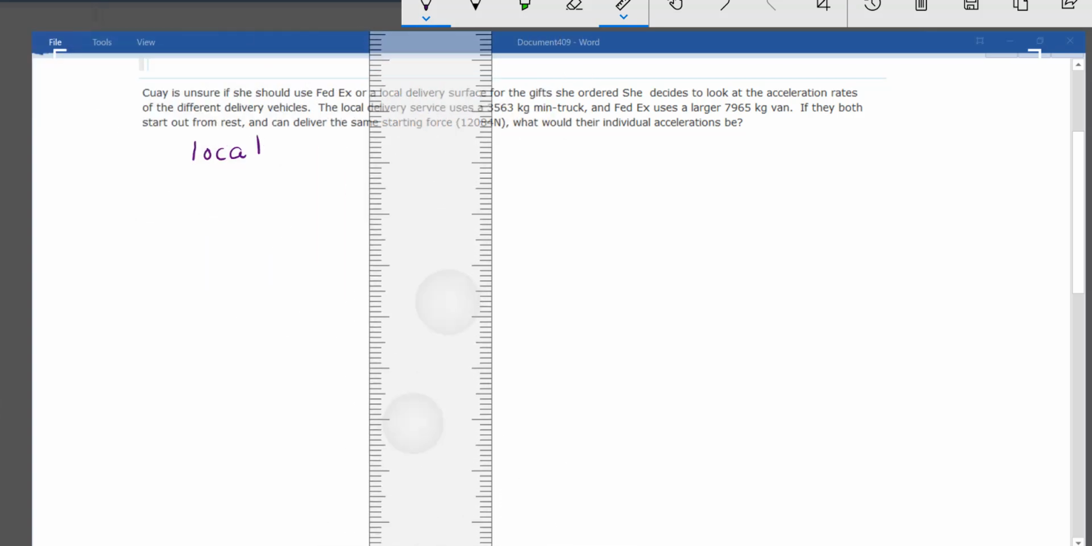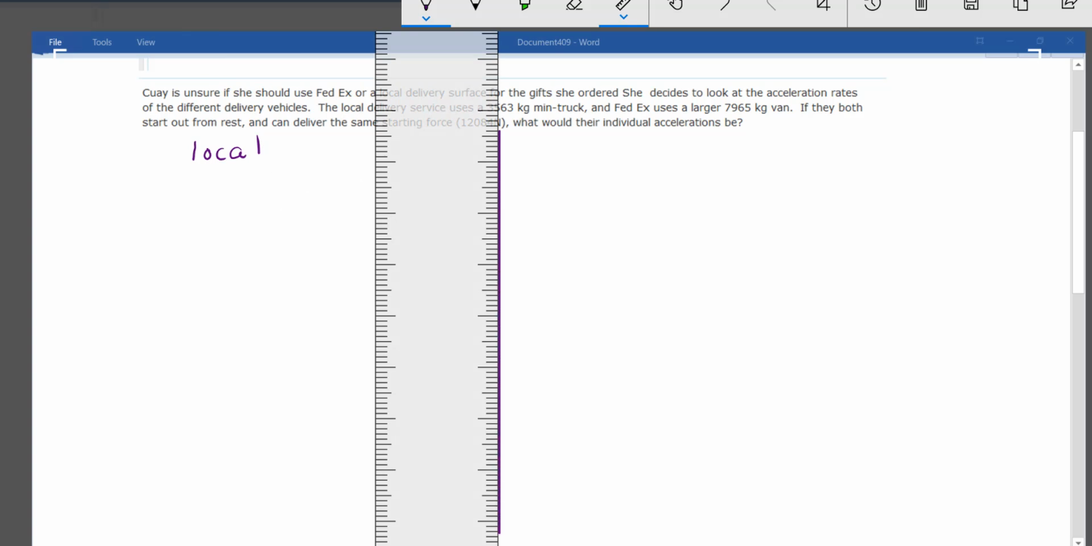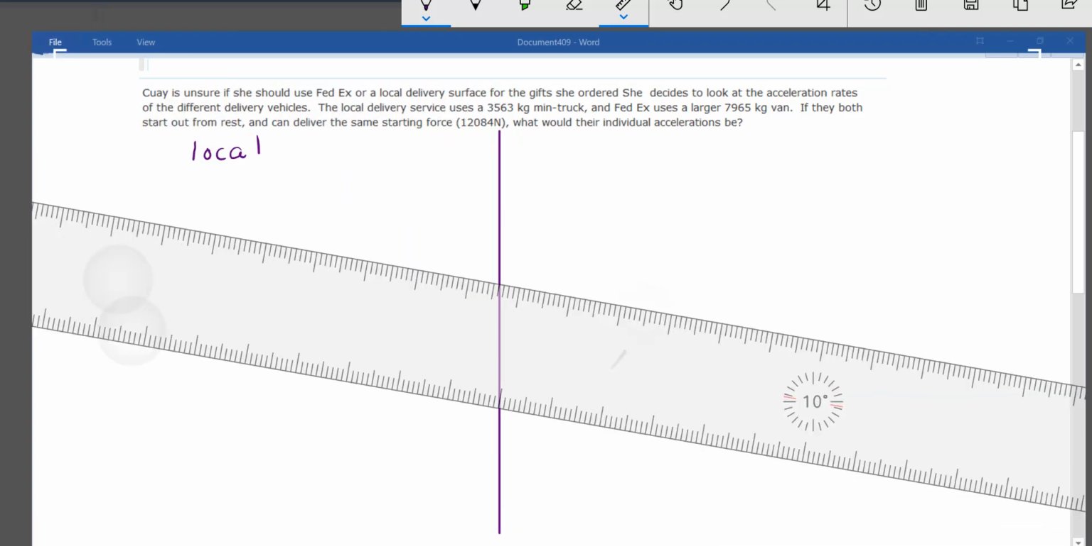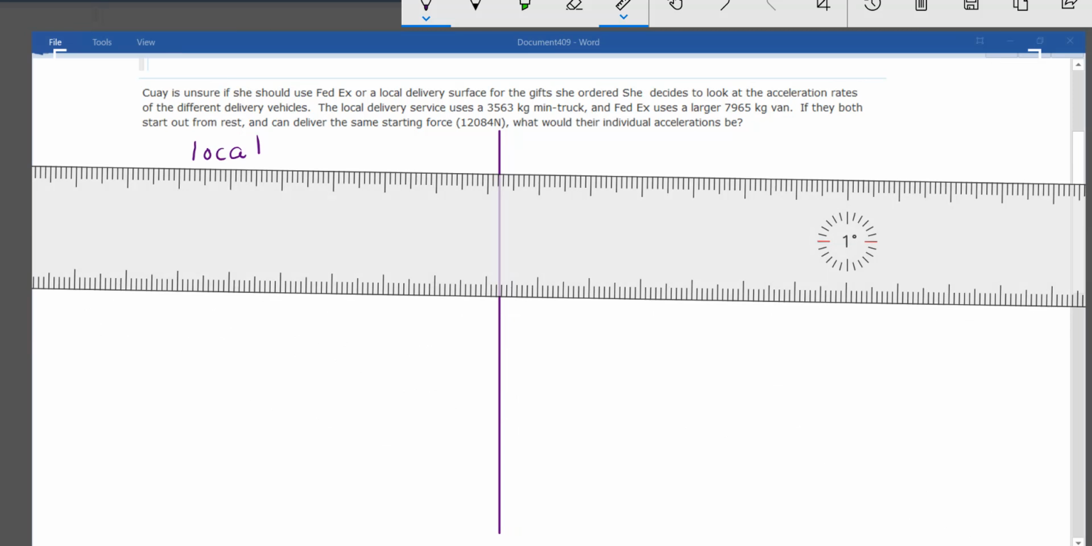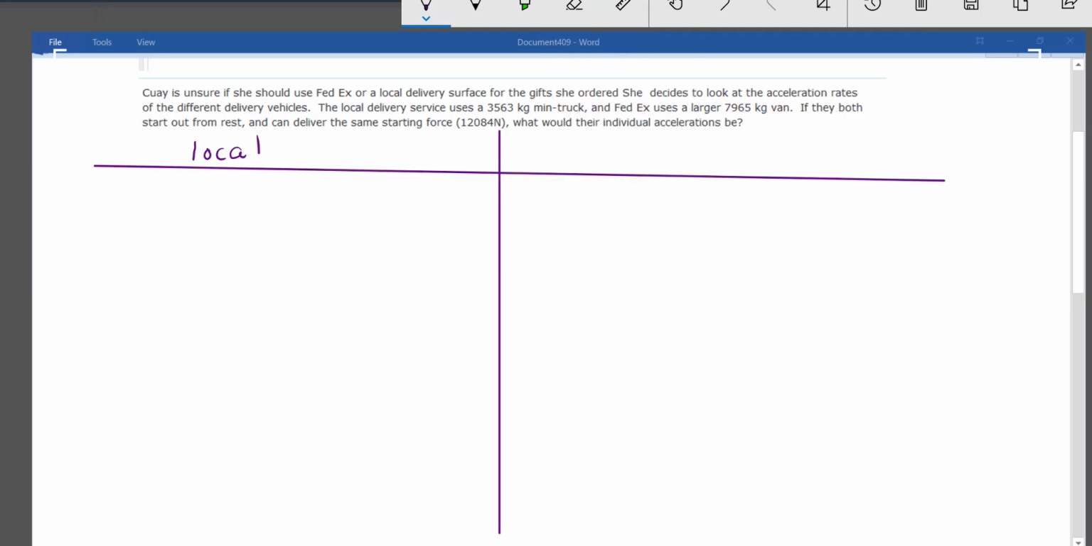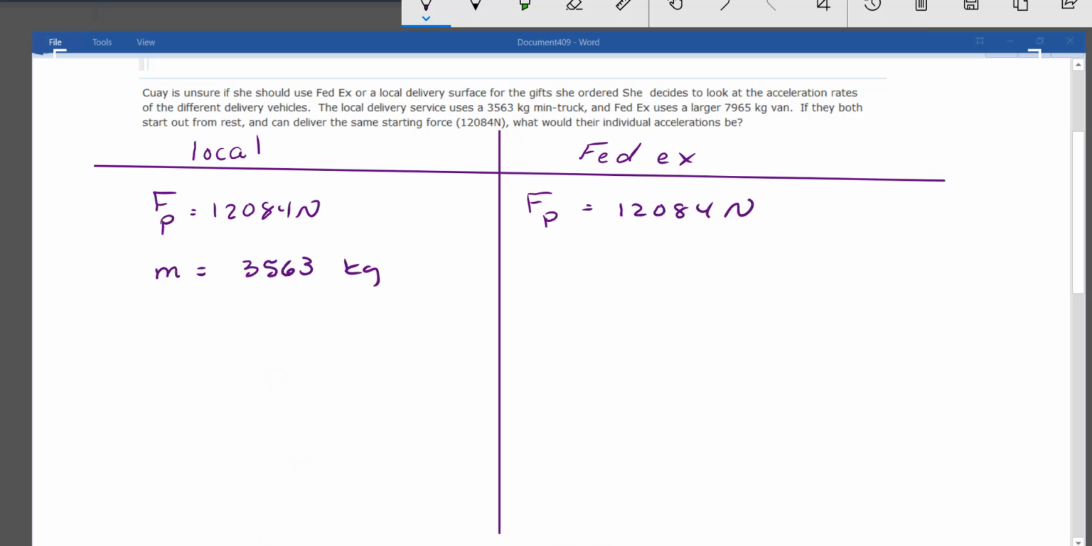This is basically two problems. So I want to compare the acceleration of my local delivery truck to my FedEx truck. So I'm going to make a visual graphical organizer and split my paper into two just to do it. This is a multiple choice problem, so I'm not going to really have all the work shown that I would show for another problem that's not multiple choice. But still, the concept is the same. The local truck has a force of 12084 newtons, and the FedEx truck has the same force.